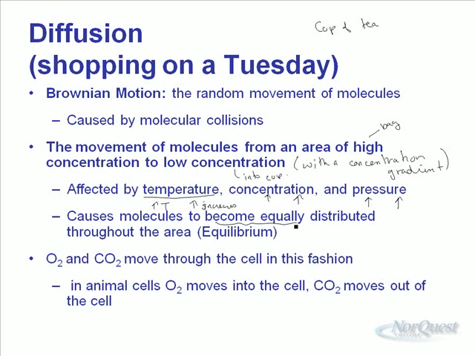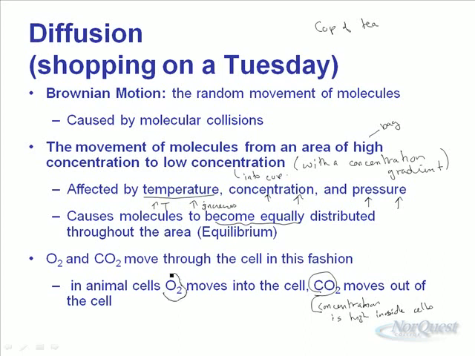In our bodies, oxygen and carbon dioxide, for the most part, move through cells in this fashion. In animal cells, CO2 moves into the cell, and CO2 moves out of the cell, and it's pretty much by diffusion. Mostly because, if we think about it here, when cells are working, the concentration is high inside cells of CO2. So the CO2 concentration inside of a cell is very high, so it naturally moves out of the cell and is going to move into our circulatory system where we can exhale it eventually.